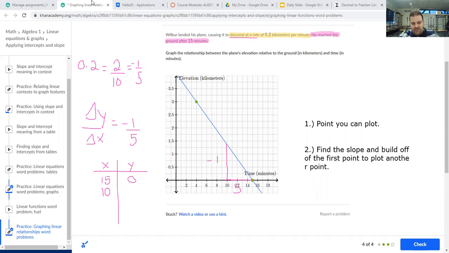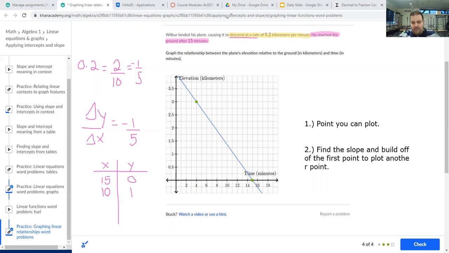That line's not plotted yet, which is why my triangle doesn't make sense. It's going down 1 as it's running 5. So if I go backwards 5 minutes in time, then I can go up 1 kilometer. So it would be 1 kilometer. And this should make sense because my change in y is 1, and my change in x is, in this case, -5, which gives me a -1/5 slope.